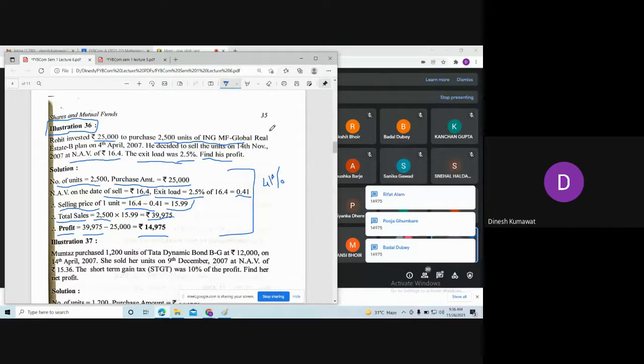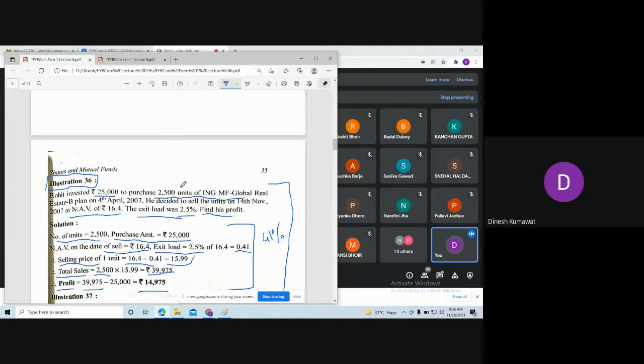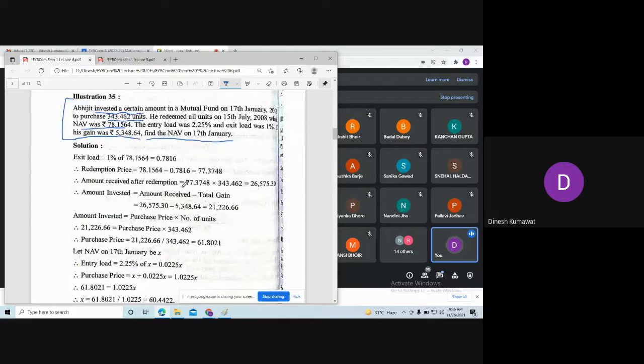I hope this problem is clear. Is it or not? Yes, sir. Okay, so let me stop this lecture here then. Remember, illustration number 35 is for your homework. So please do this illustration, and if you have any kind of difficulty, then please let me know in my next lecture. Okay, sir.